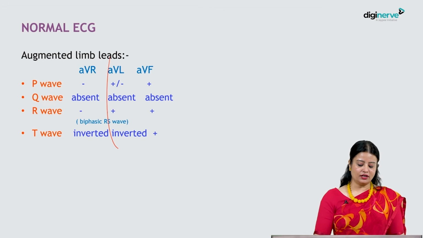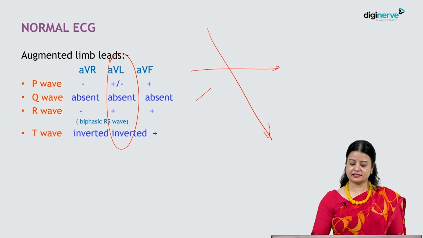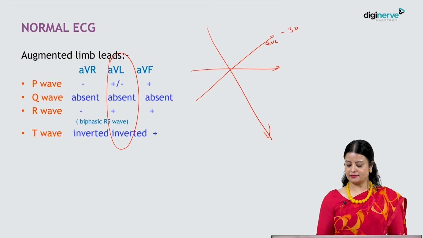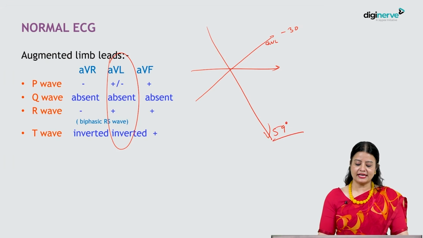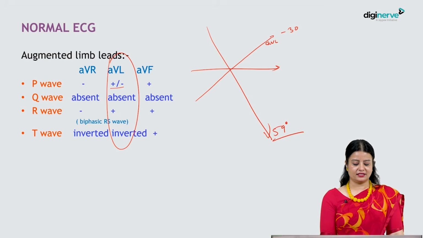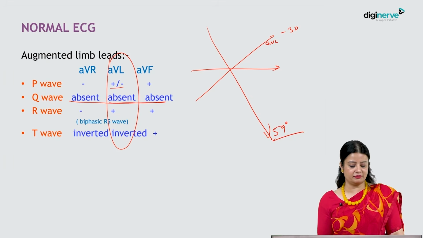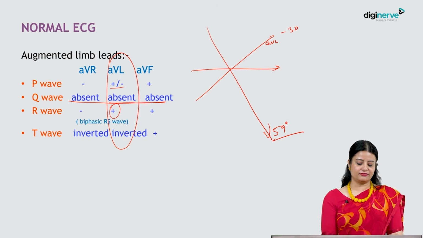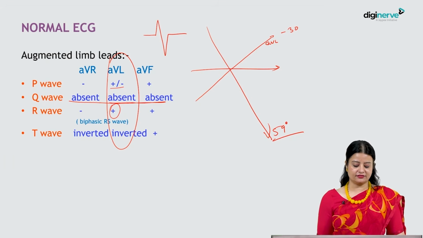The AVL on the other hand, so let's draw the mean cardiac axis. AVL is minus 30 degrees as compared to the mean cardiac axis of 59 degrees. So hence, the P wave may be positive or negative. The Q wave is absent in all the augmented limb leads, which you must remember. The R wave may be biphasic. It can be positive, it can be negative, and the T wave is inverted.